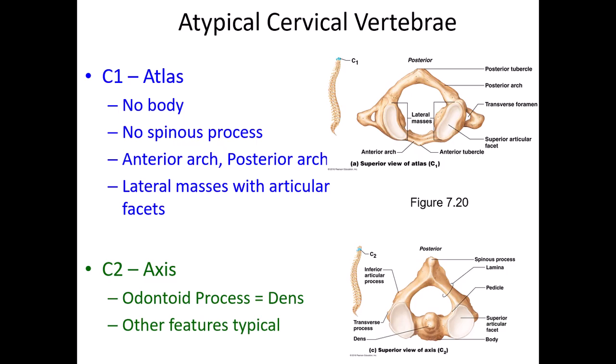It may seem like a coincidence that there is a missing chunk of bone on the atlas, no body, and an extra chunk of bone on the axis, the odontoid process, but in fact, evolutionists believe that the odontoid process of the axis was formerly the body of the atlas and created this pivot joint through evolutionary processes to facilitate that rotation of the head.